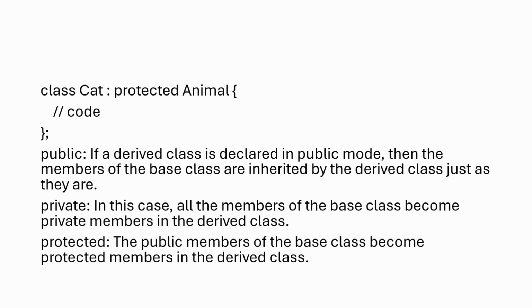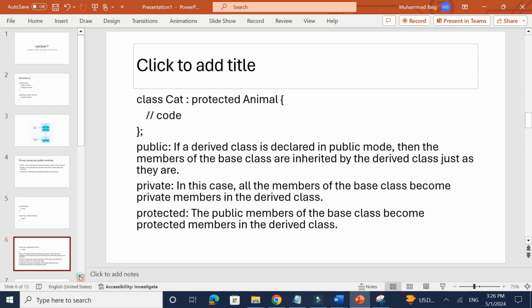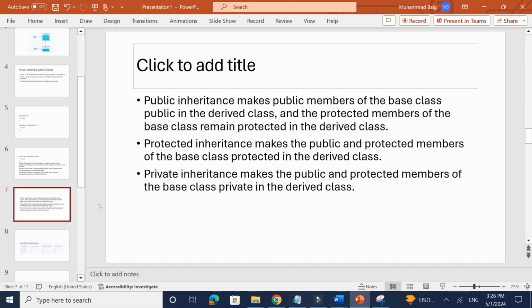If it's public, if a derived class is declared in public mode, then the members of the base class are inherited by the derived class just as they are. No problem. Public is more intuitive and straightforward. Private: all the members of the base class become private members in the derived class. Protected: the public members of the base class become protected members in the derived class. We'll walk through some examples. Hopefully that's going to make things clear for you.